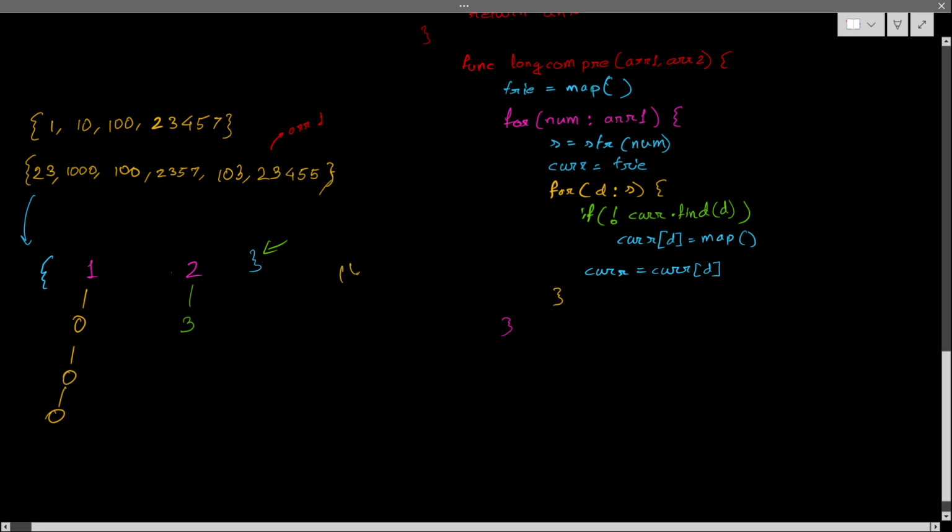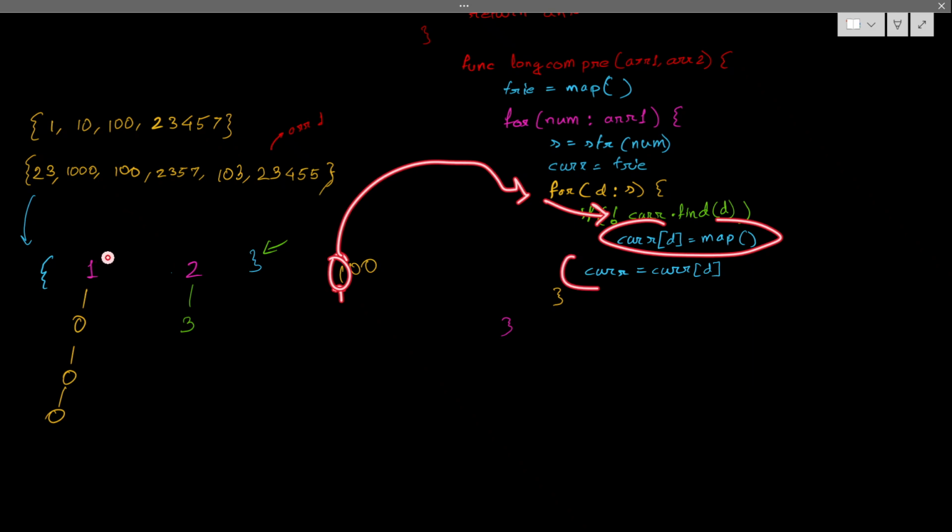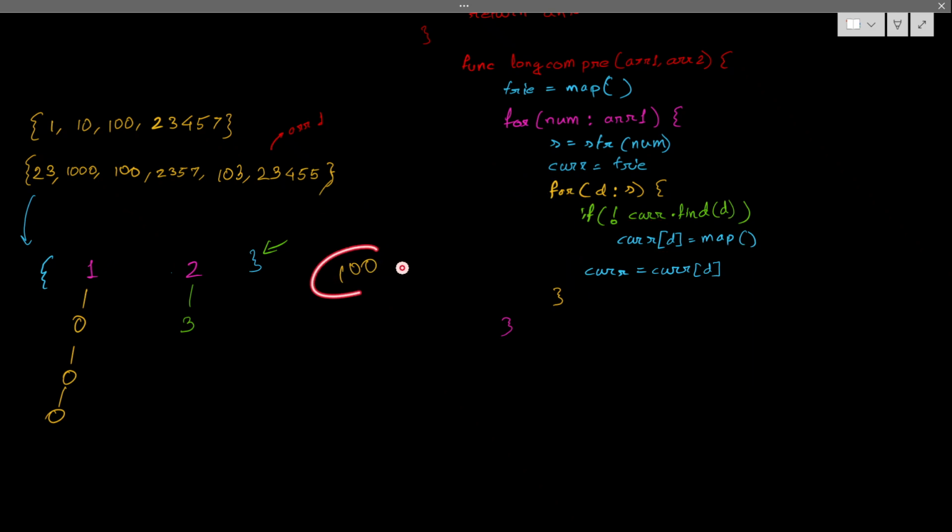So let's take my current example, 100. What could we check for 100? We check in the dictionary. First comes case 1. It will check if 1 is present. It is present, so it will not create an empty map. For 100, my current will be pointing at the outer level, the topmost level.